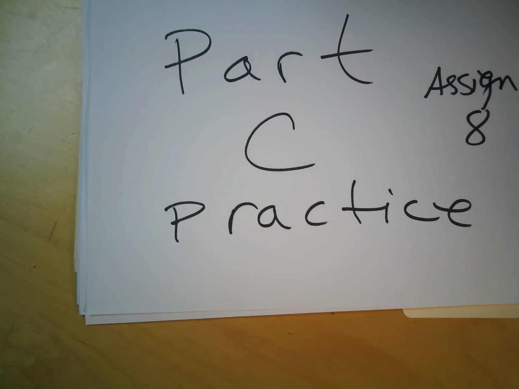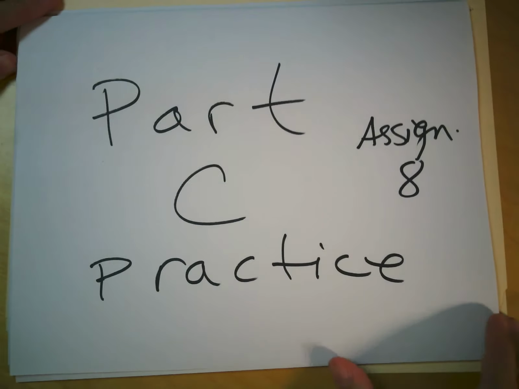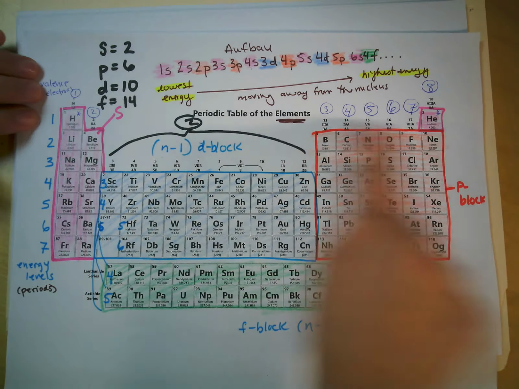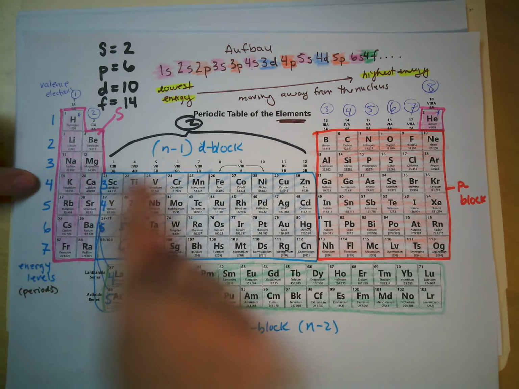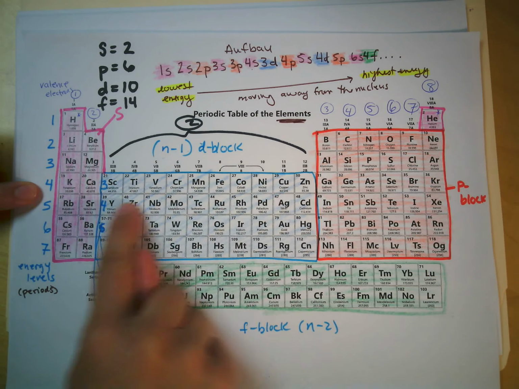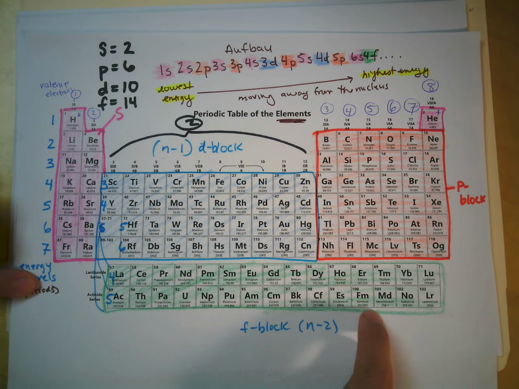All right, we're going to be looking at Part C, the practice problems from Assignment 8. You're going to need your periodic table, preferably the one we labeled in class, where you have your energy levels, which are your rows or your periods that go across. Remembering that when the D level, it jumps down 1, and in the F, it jumps down 2.